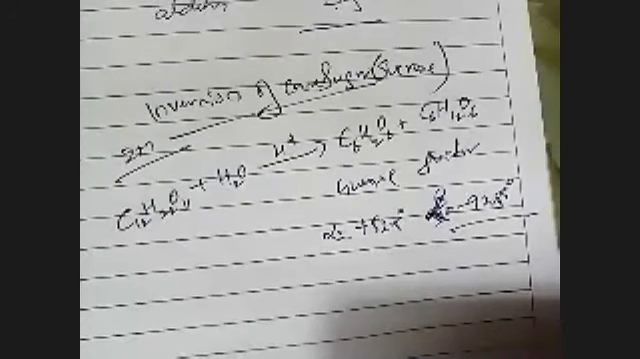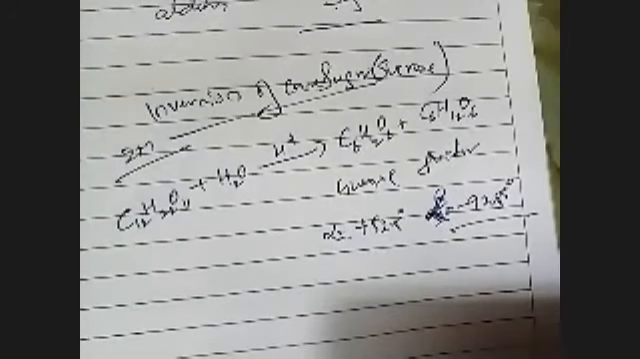I think you can understand today's class, that we are done with how to write the alpha and beta structures of lactose, the alpha and beta structures of maltose, and the sucrose structure and composition of disaccharides.